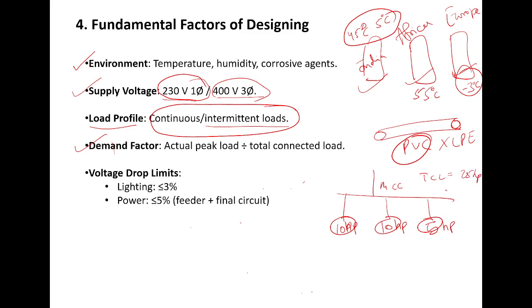But if I ask you what is the maximum demand load, maximum demand load means how many motors or how much load will operate simultaneously at a time. Let's suppose this is my jockey pump or fire pump.